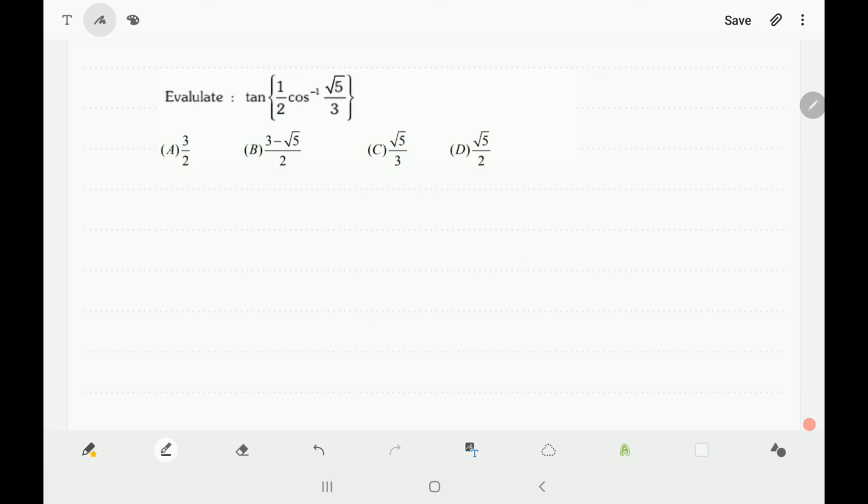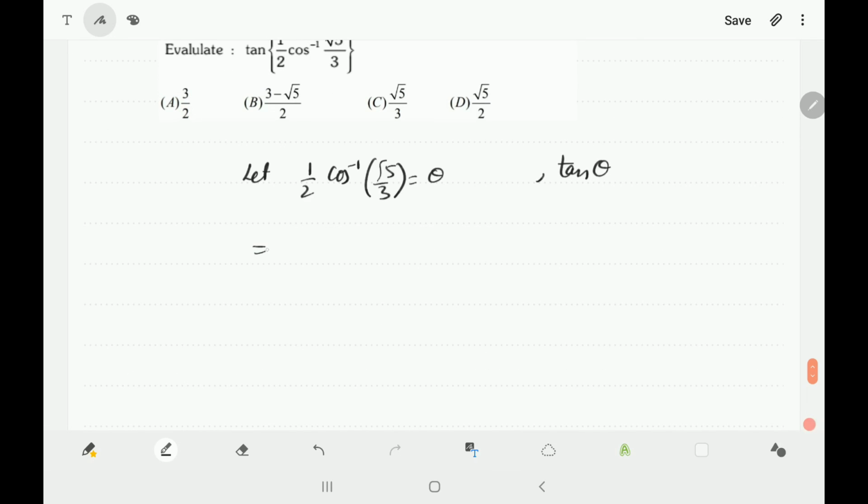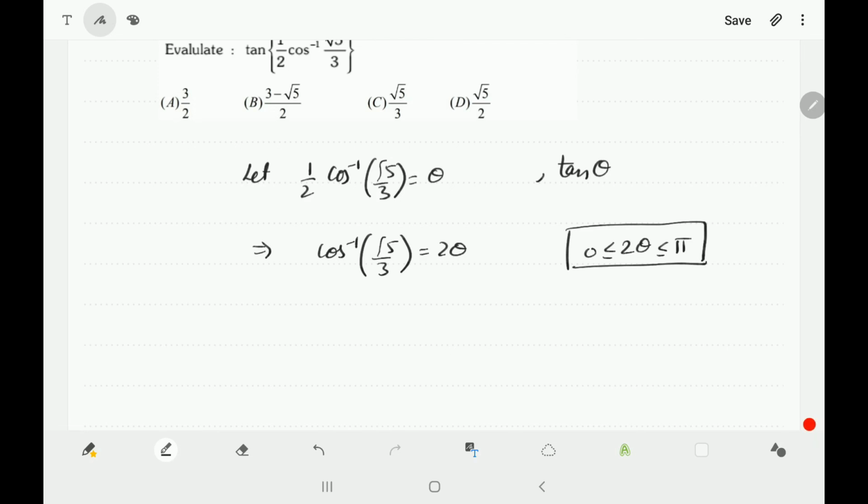In this problem we have to find the value of tan of half of cos inverse root 5 by 3. So let's consider half of cos inverse root 5 by 3 as theta. It means now we have to calculate the value of tan theta. Okay. So you can easily see that cos inverse of root 5 by 3 is equal to 2 theta. So now we will have a condition on 2 theta that 2 theta should lie between 0 to pi, because cos inverse has a principal value branch which gives its range from closed 0 to pi.